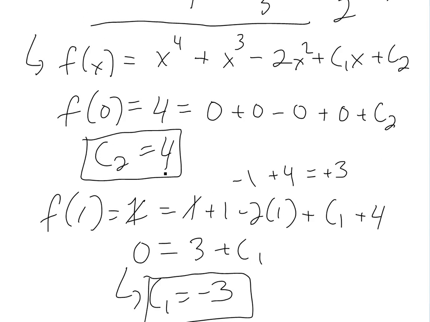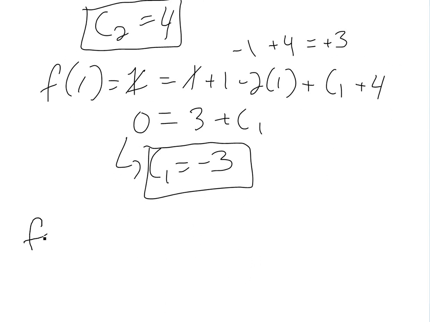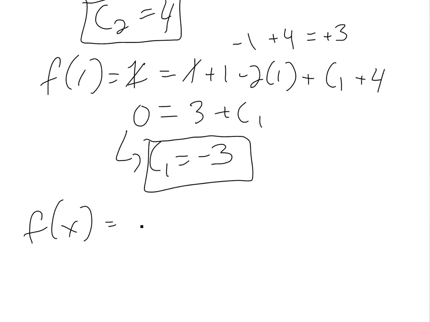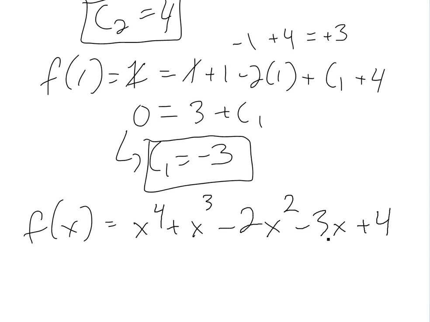And thus we have our function here, and that's basically the antiderivative of the antiderivative. This is going to be f of x equals 2x to the 4 plus x to the 3 minus 2x squared, and then minus 3x, this is the constant c1 times x, plus 4, which is c2. And there's our answer here.